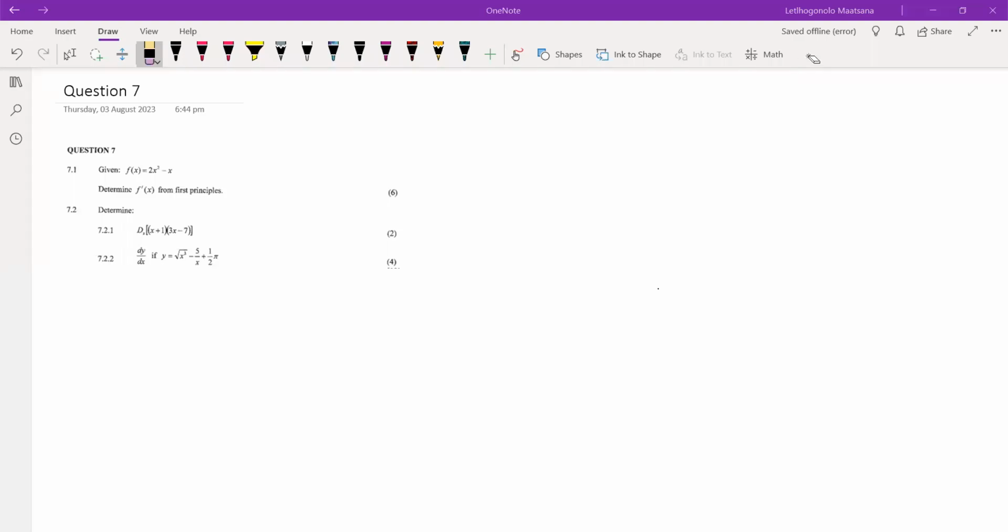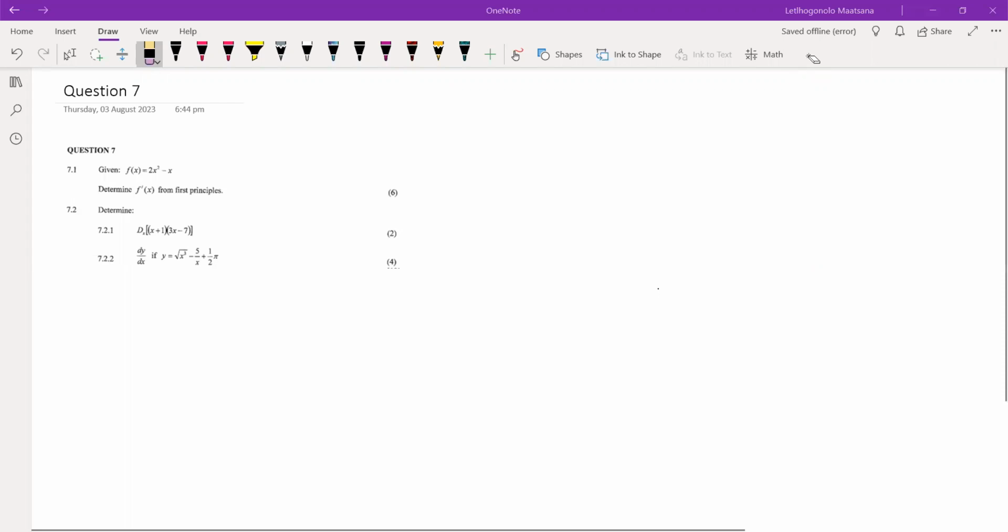Given f(x) = 2x² − x, determine f'(x) from first principles. If you take a look at your answer sheet, you will see that they did this in two ways, but both ways are the same. The only difference is where they choose to simplify the top part, right?